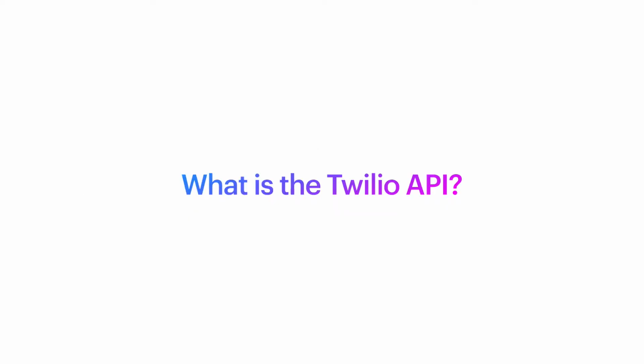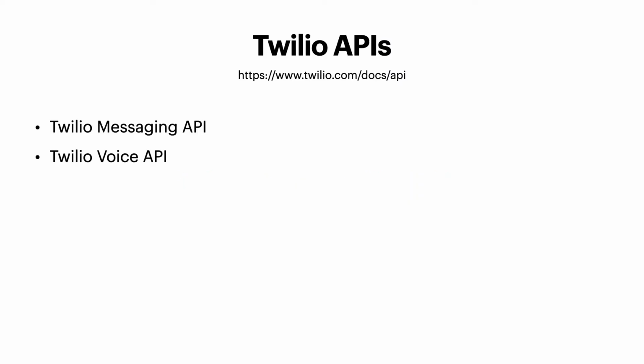So what is the Twilio API? It's a little bit deceiving when I say it like that because Twilio actually has a whole bunch of different APIs and developer tools. The ones we're going to be looking at today are the messaging API and the voice API, kind of given away by the names. The messaging API can help you send SMS or text messages to phones, and the voice API can help you make or receive incoming phone calls. And you can take a look at all of their APIs and developer tools at that link up there.